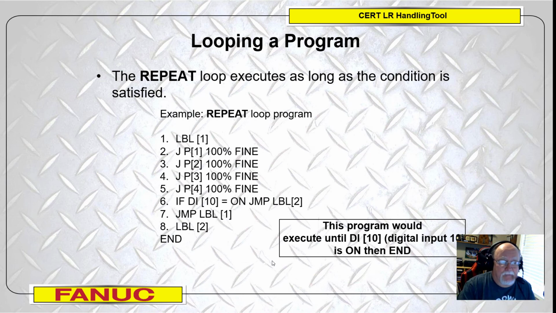And so here's another example of a looping program. The repeat loop executes as long as the condition is satisfied. So let's look at this program. We have the label 1 here at the top. We joint move to position 1, joint move 2 down through 4, and if DI10 equals on, jump to label 2. If not, we're going to keep looping around here. So this is an on control. So we turn an input on to stop the program.